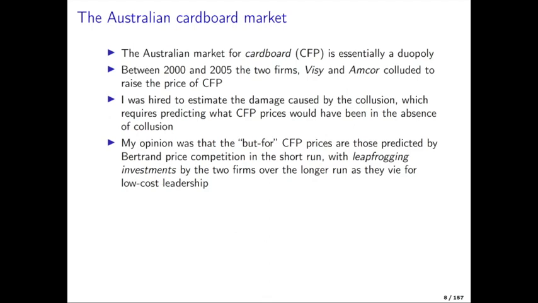But then in the longer run, it would be Bertrand price competition with leapfrogging investments, where the two firms over the longer run would invest in newer technology to produce at lower marginal cost in a bid for low cost leadership. So with this leapfrog investment, first one firm invests, and then the other firm invests, and by that the marginal cost is just going down, and therefore the price is going to go down even further in the longer run.